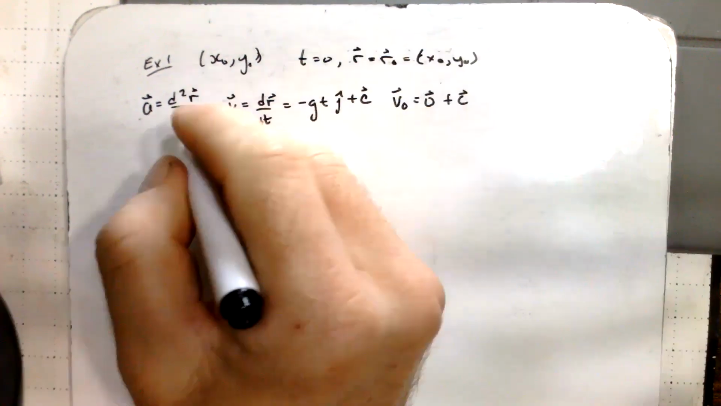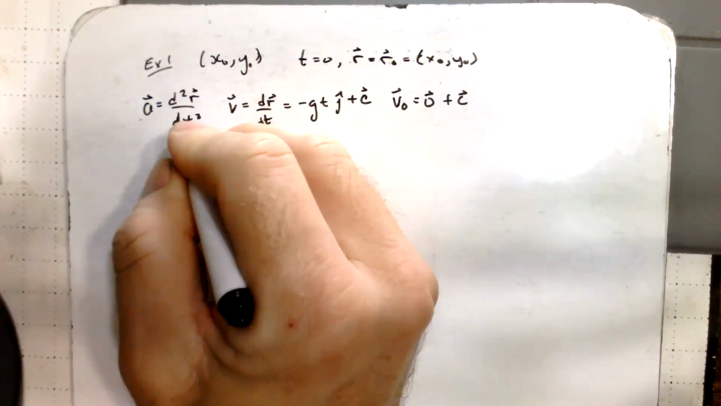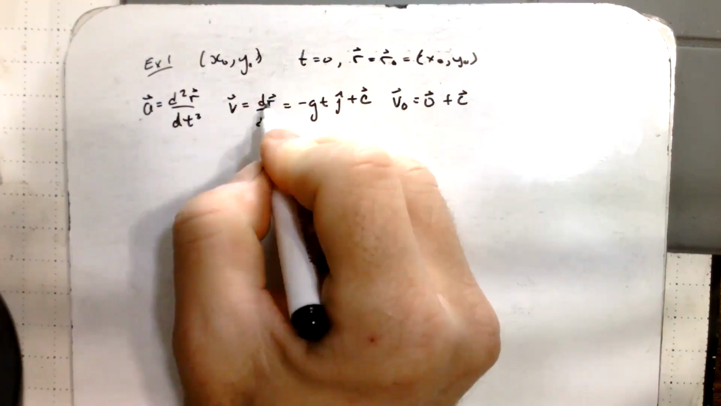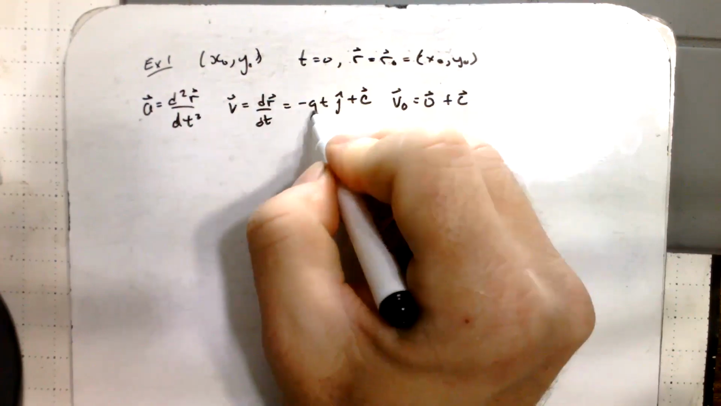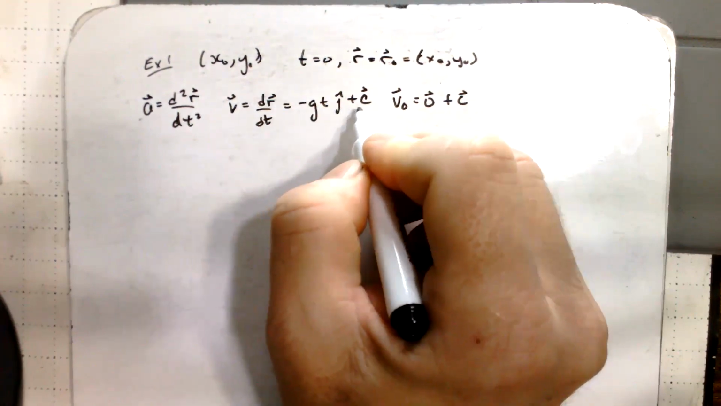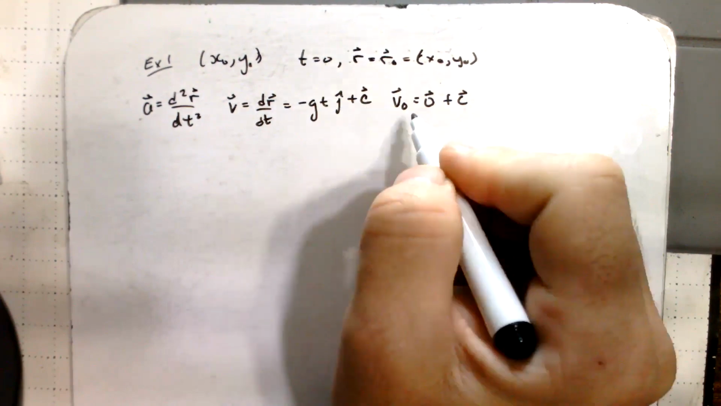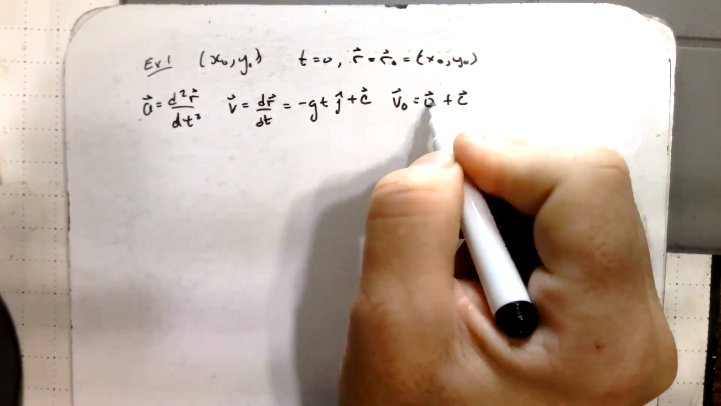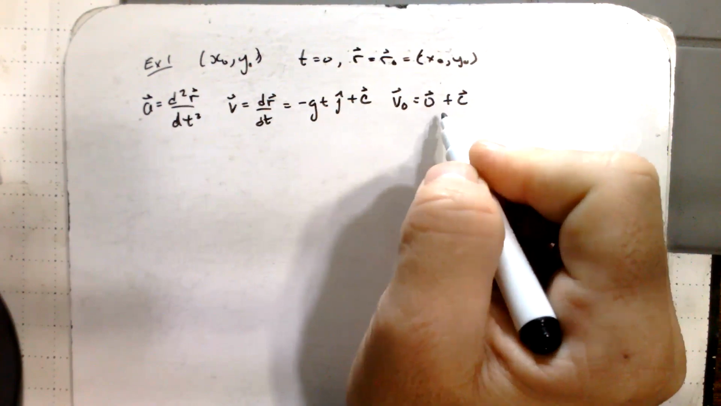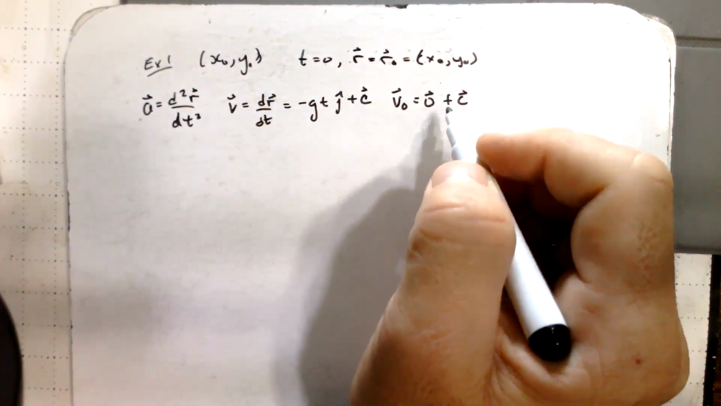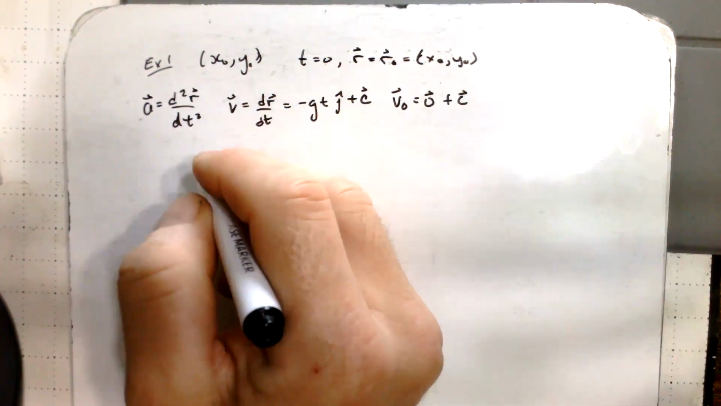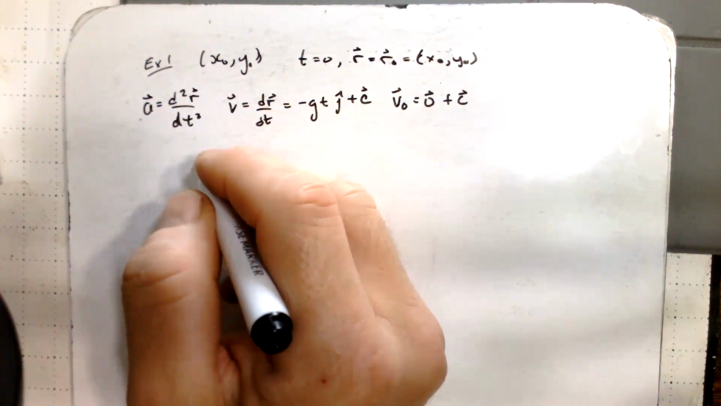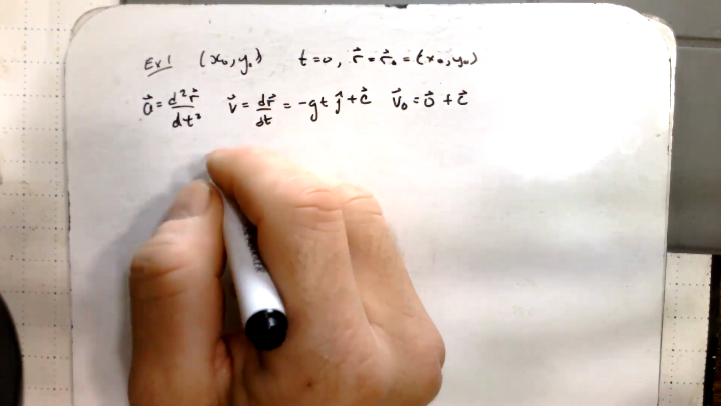Okay, so we know that acceleration is equal to d squared r over dt squared. Velocity is dr dt, which is negative gt in the j hat direction plus some constant vector, and then v naught is equal to the 0 vector plus that constant vector. Okay, and so what do we need to do? Well, we're trying to resolve all the components. So we're going to go through everything.